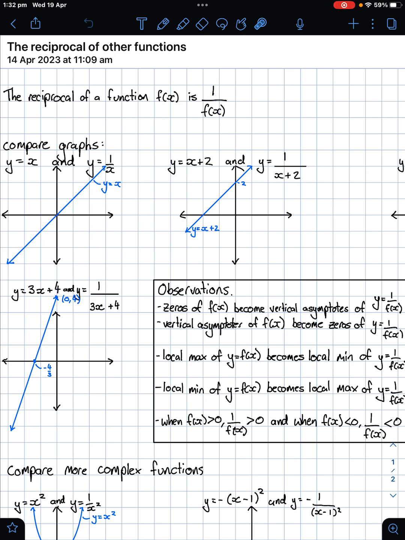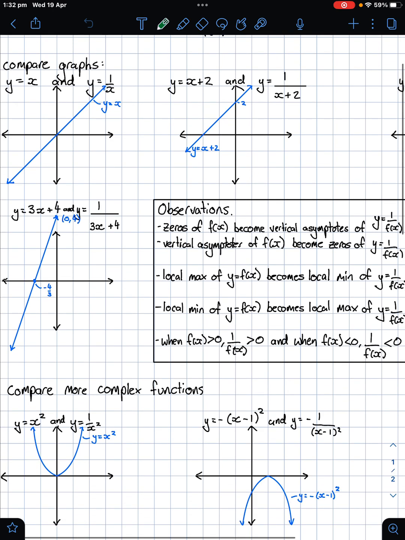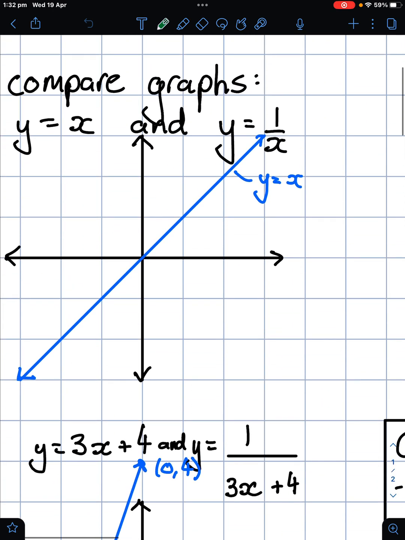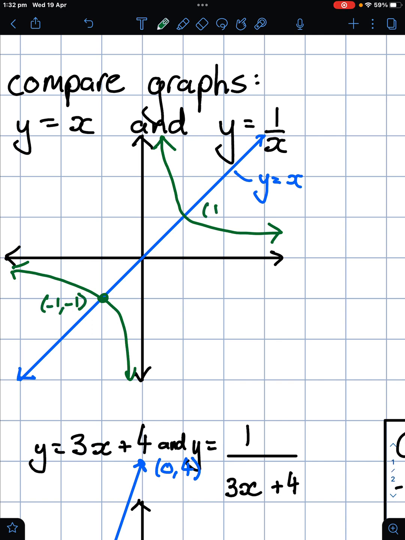So the definition we've got: the reciprocal of the function f of x is 1 over f of x. The first question in the investigation is to compare the graphs of y equals x and y equals 1 over x. I've got my graphics calculator to the side here, and I see I've got y equals x there. So 1 over x goes through the coordinate 1, 1, but then it looks something like this. On the negative side, it also goes through the coordinate -1, -1, and we've got 1 and 1.